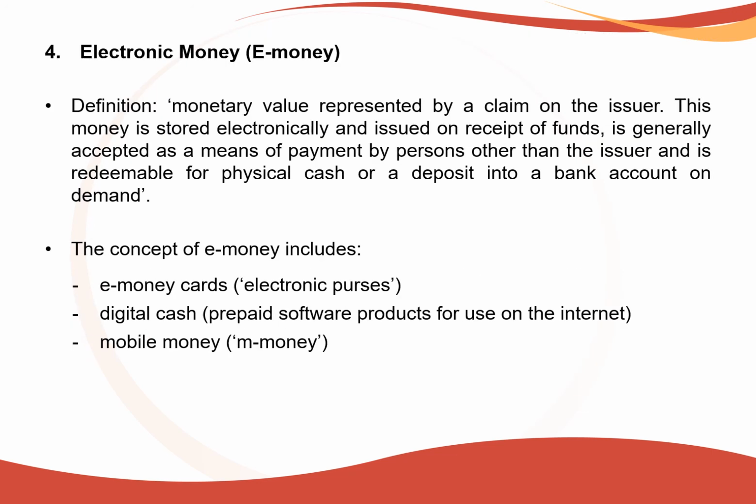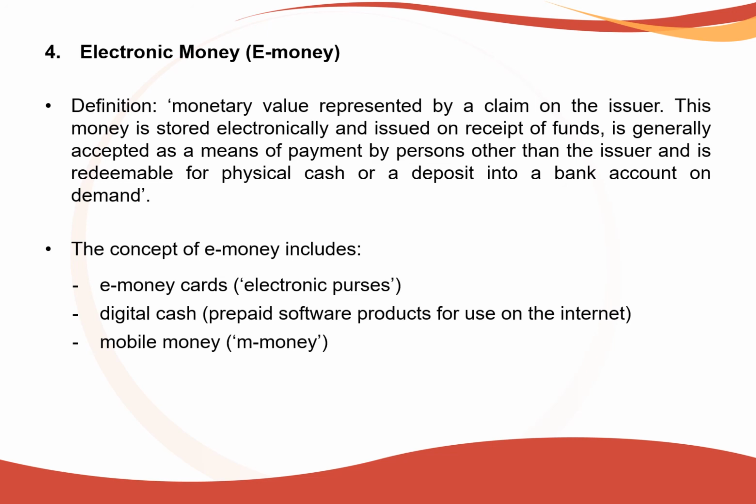We will now move on to the final example of customer-activated systems, and that is electronic money. Electronic money, or e-money, is defined as monetary value represented by a claim on the issuer. This money is stored electronically and issued on receipt of funds, is generally accepted as a means of payment by persons other than the issuer, and is redeemable for physical cash or a deposit into a bank account on demand.